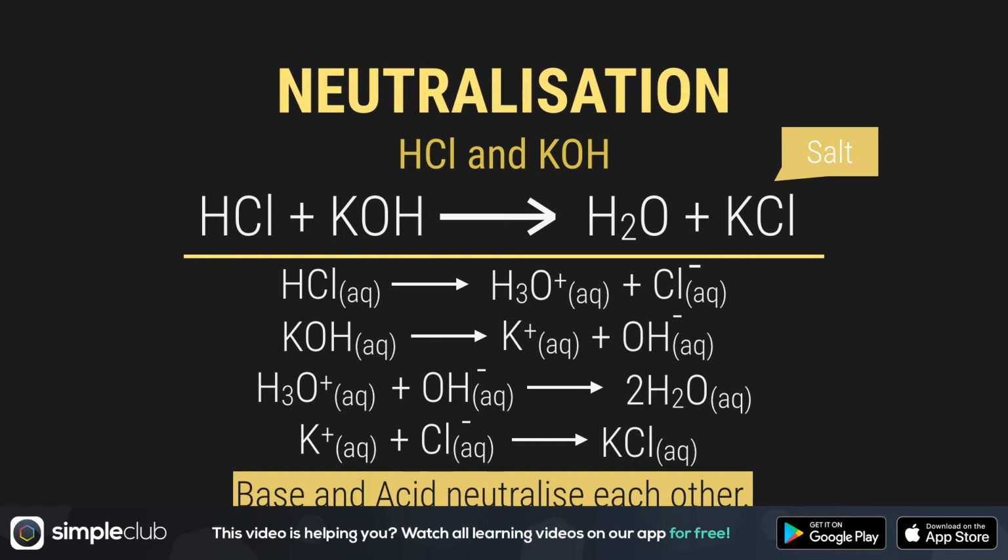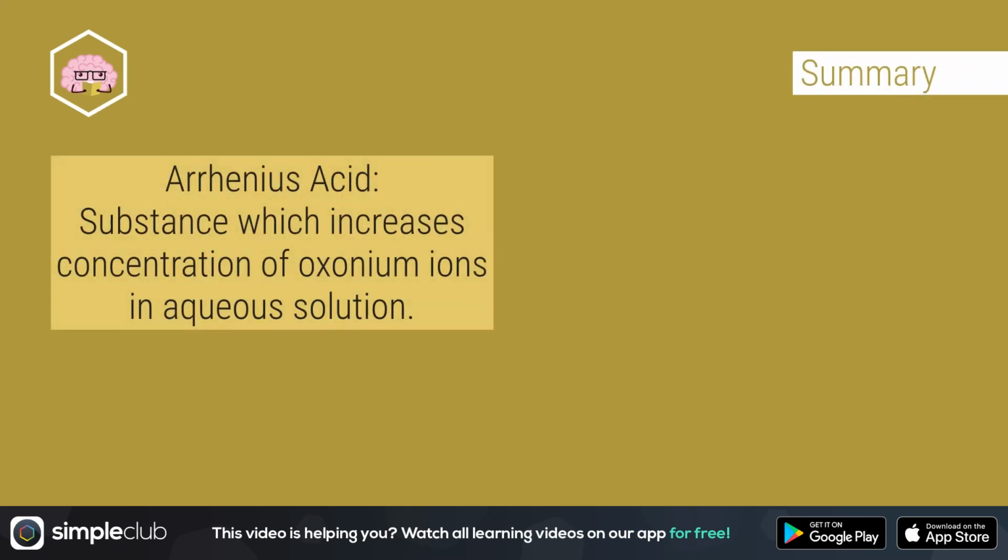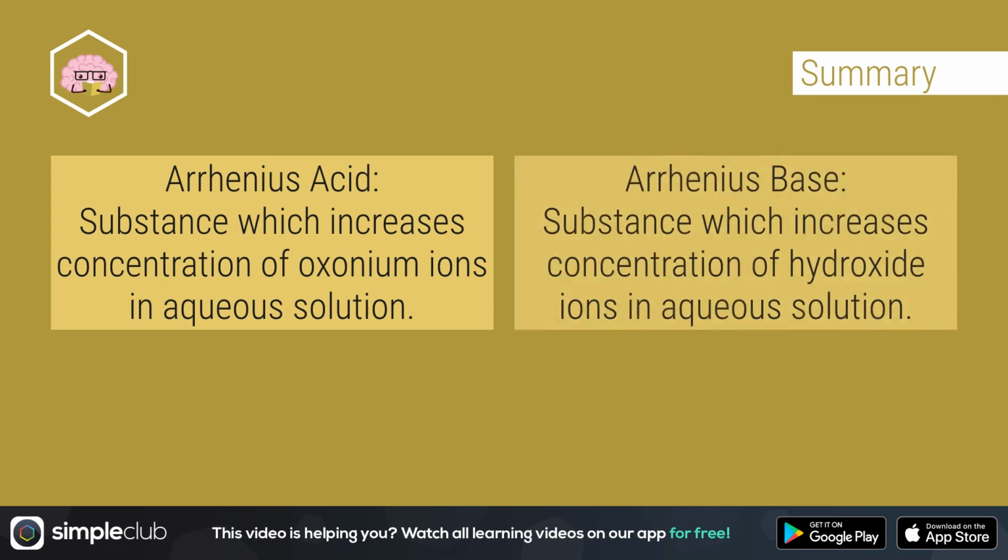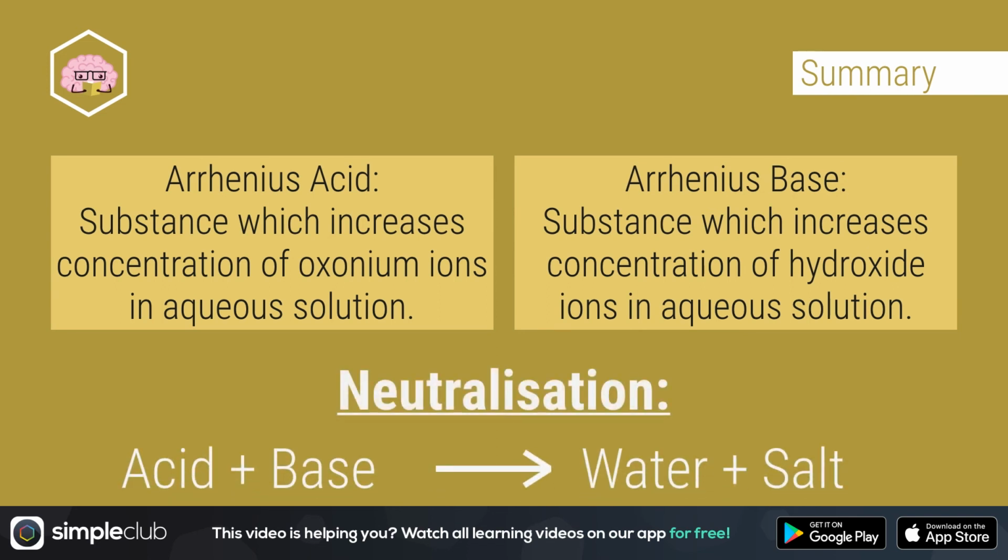Okay, remember three things for Arrhenius. According to Arrhenius, an acid is a substance which increases the concentration of oxonium ions in an aqueous solution. On the other hand, bases increase the concentration of hydroxide ions. The acid and the base together neutralize each other to produce water and a salt.